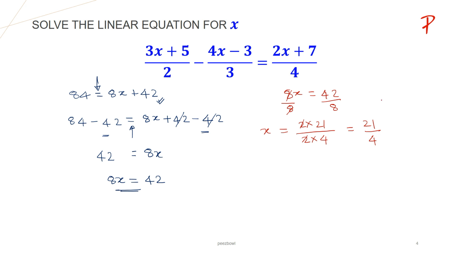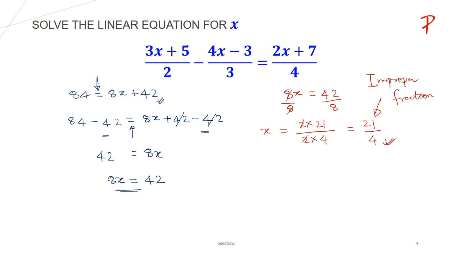Okay, so this is an improper fraction, and this cannot be reduced further. So what we can do is convert this improper fraction to a mixed fraction. That is, we have one whole number and then one fraction. How shall we do it? We need to divide 21 by 4.